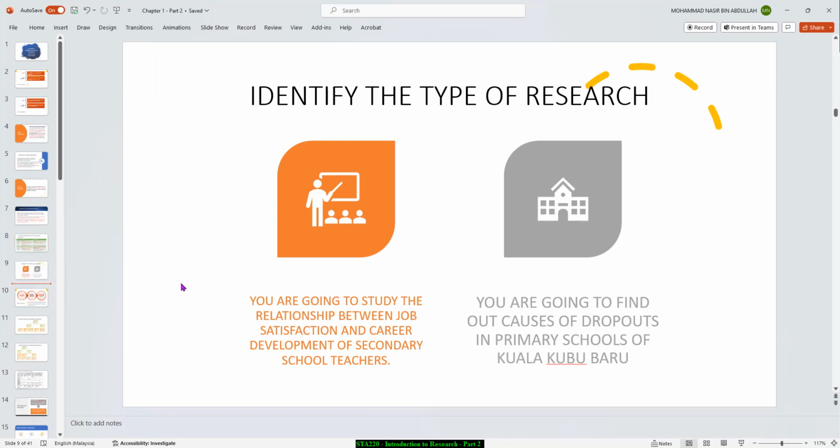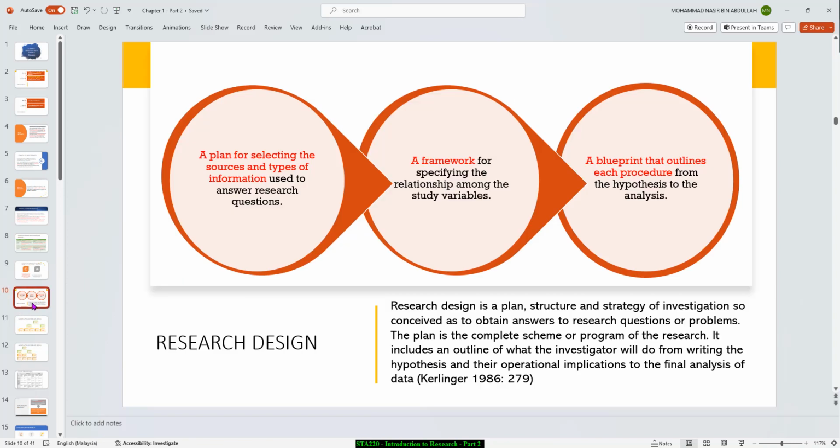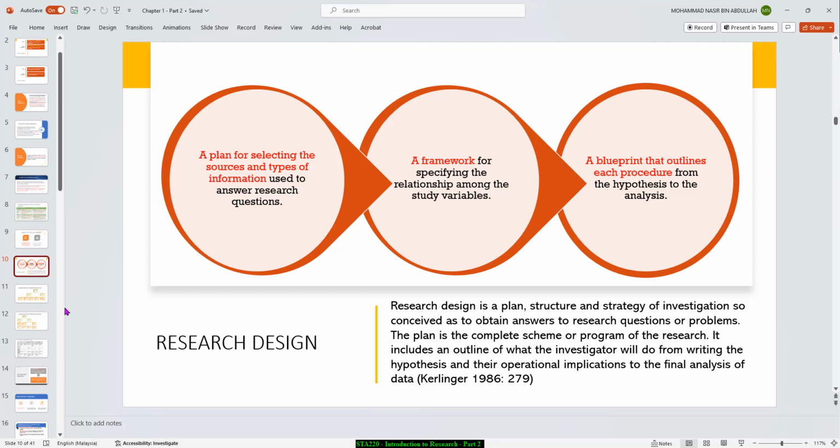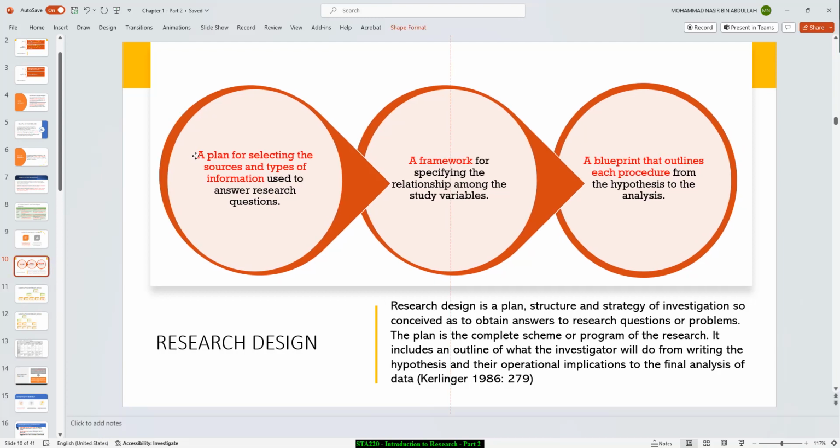What is the difference between basic and applied research? Now we're going to move into the second part, which is research design. So research design, right, is a plan for selecting the source and type of information used to answer the question. Once we already know the best type of research that we want to conduct, we need to choose a research design. So research design basically is a plan. It's a blueprint, right? That shows us how to conduct the research. What is the first step? What is the second step, and so on.